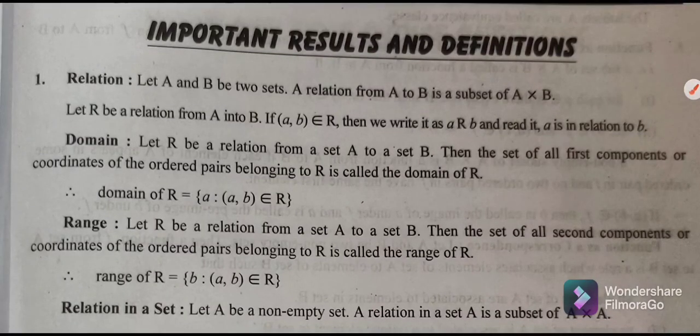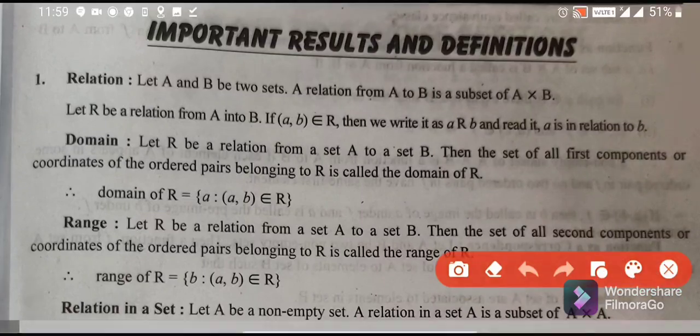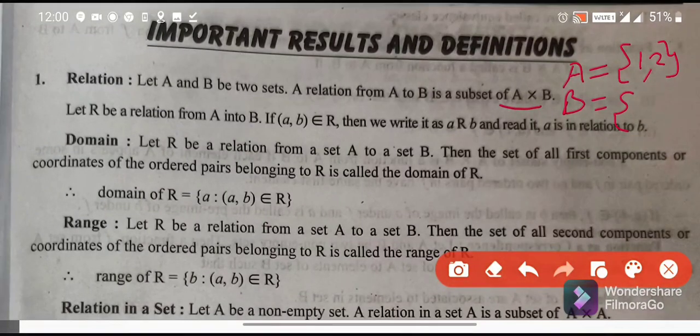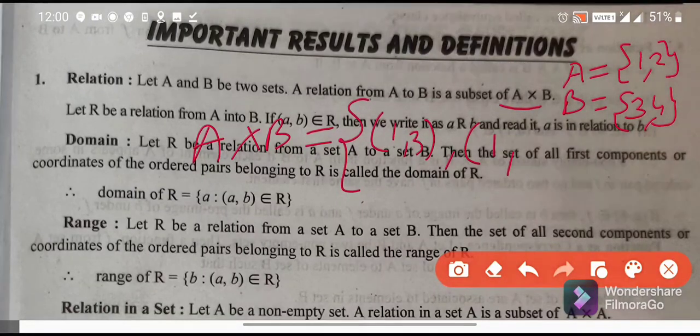First of all, relation. Let A and B be two sets. A relation from A to B is a subset of A cross B. Firstly, let's discuss A cross B. If we have two sets A and B, and in set A there are two elements 1 and 2, and in set B 3, 4, now A cross B is equal to (1, 3), (1, 4), (2, 3) and (2, 4).